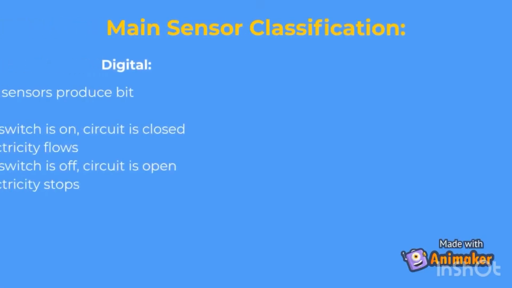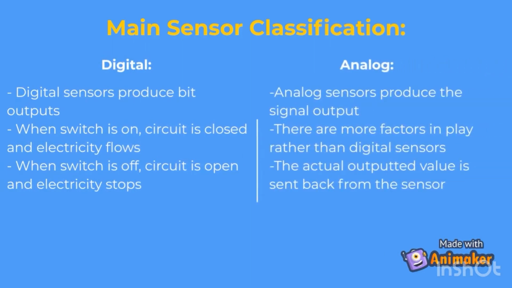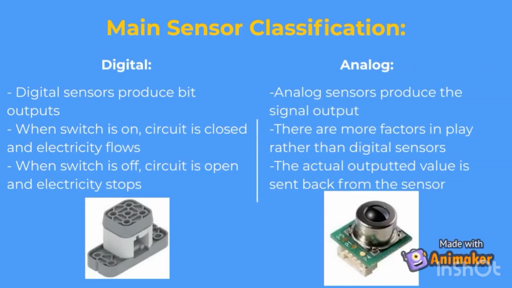So the main sensor classification is digital and analog. Digital sensors produce bit outputs. When the switch is on, the circuit is closed and electricity flows, whereas when the switch is off, the circuit is open and electricity stops. So that's how digital sensors work, 0 or 1.